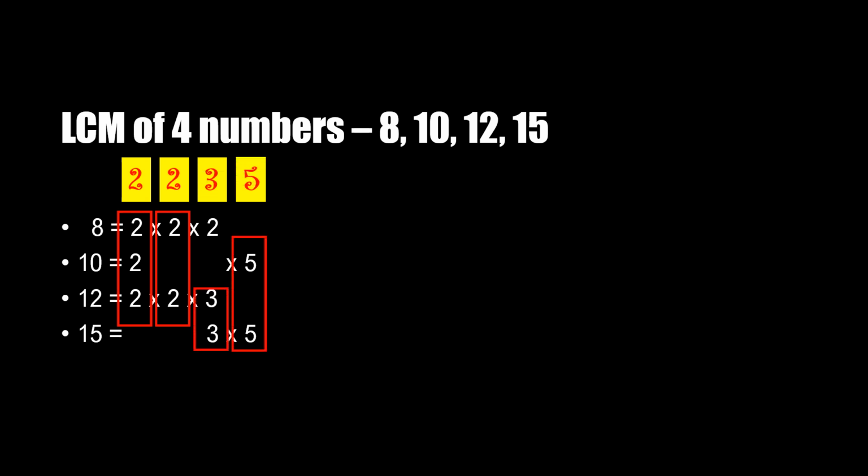5 is common. So we write down all the common numbers. And which numbers are not common? 2 is left behind. So we write down all the common numbers and the numbers that are not common and multiply them. And we get the answer as 120. 120 is the LCM of 10, 8, 12 and 15.